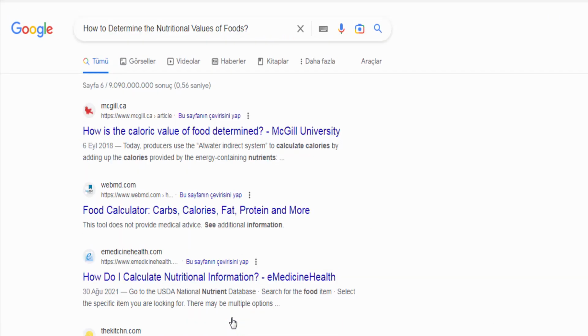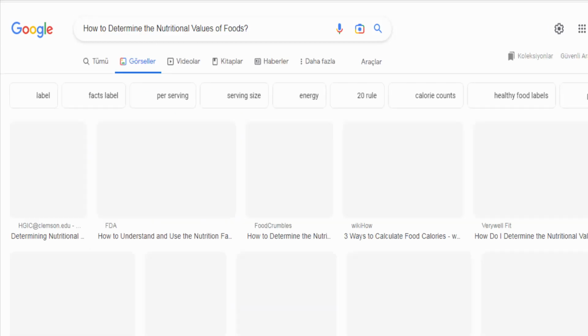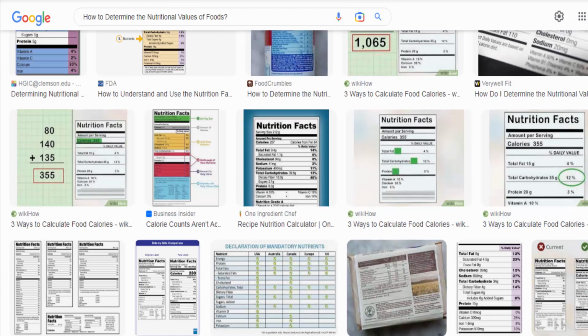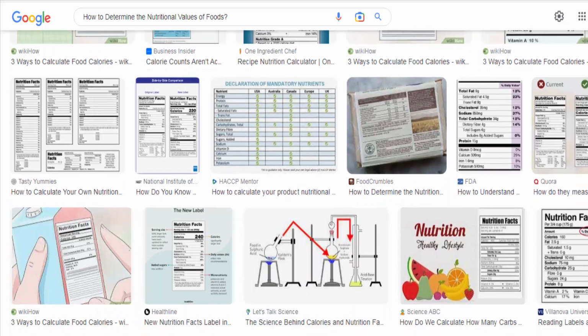Calculation and estimation. In some cases, when laboratory analysis or food composition databases are not available, nutritional values can be estimated using calculations. For example, if you know the individual nutrient values of the ingredients used in a recipe, you can calculate the overall nutritional content of the prepared dish by summing up the values for each ingredient.